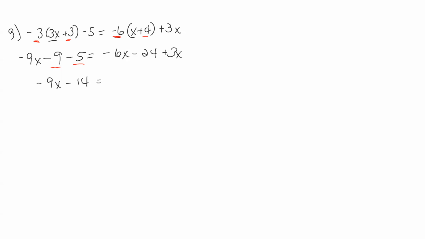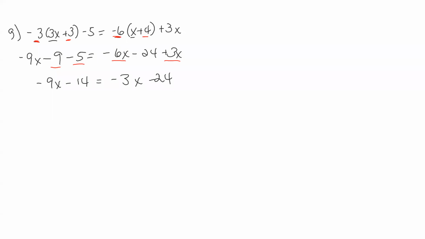On the right, I have one constant, but I do have two variable terms. I want one variable term. So -6x plus 3x is -3x, and then drop down your minus 24. So now we have a single variable term and a single constant term on each side of the equation. So at this point, we want to get all of the variables on one side, all of the constants on the other side. So let's focus on -3x.